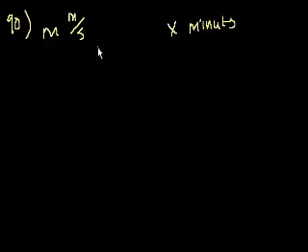Problem 90. At the rate of m meters per second, how many meters does a cyclist travel in x minutes? So remember, this is tricky. They said m meters per second, right? How many meters does a cyclist travel in x minutes? So let's get x in terms of seconds. So x minutes is just going to be 60x seconds, right? Because you have 60 seconds per minute.